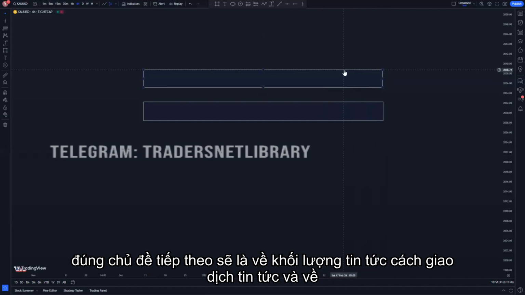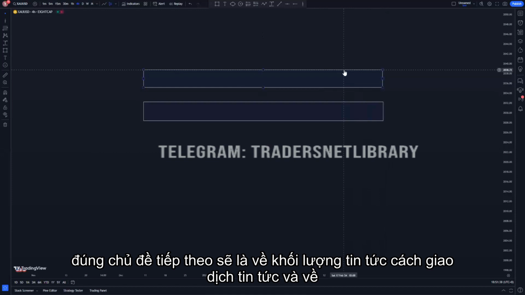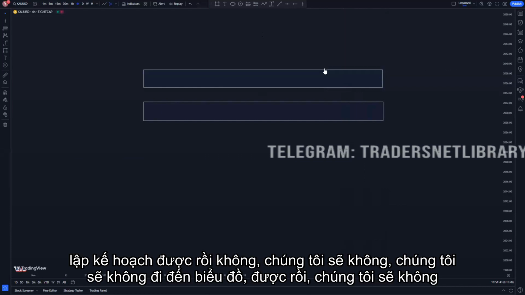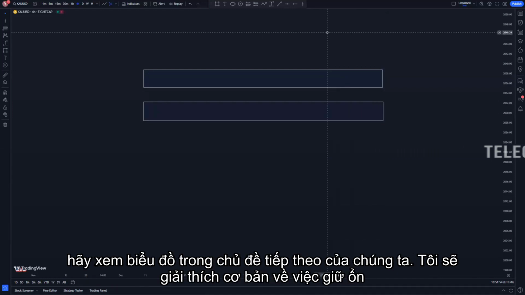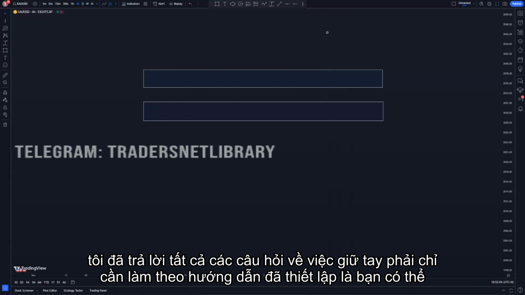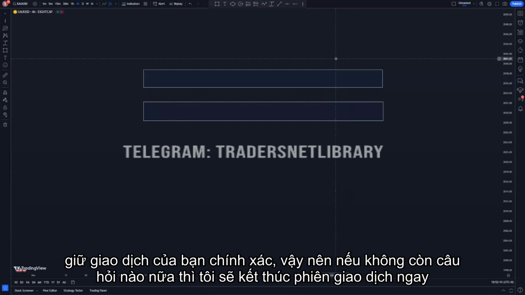The next topic is going to be about the volume, about the news, how to trade the news, and about the planning, right? We're not going to go to the chart in our next topic. I'm just going to explain fundamentally. About holding, I answered all the questions about holding. Just follow the direction setup and you can hold your trades. Yeah, exactly.